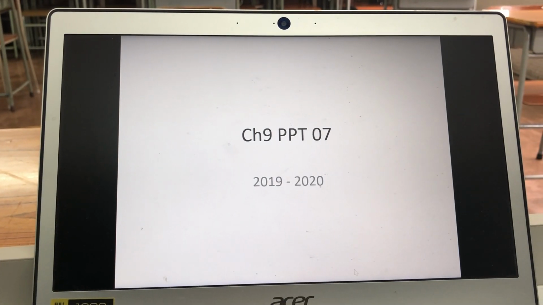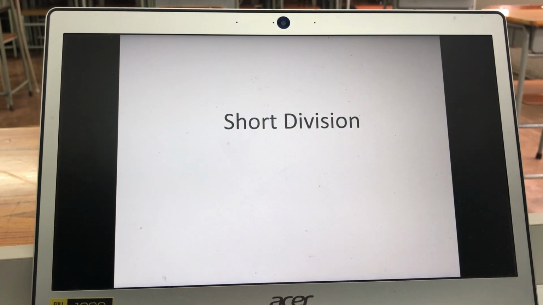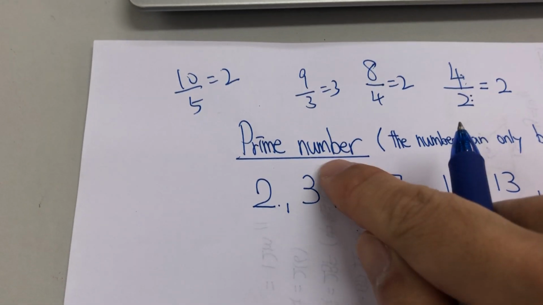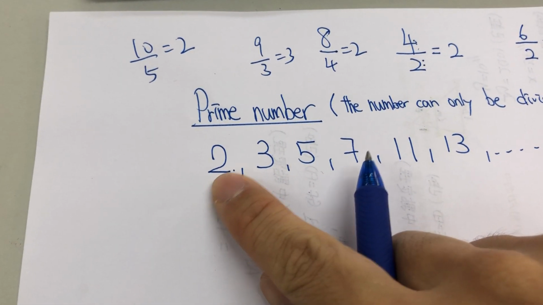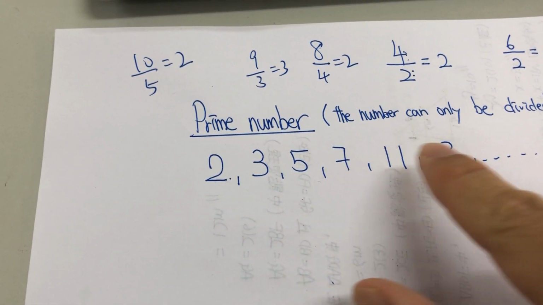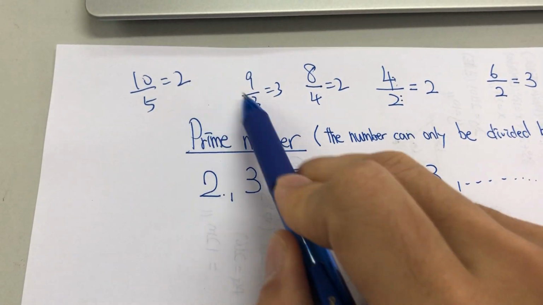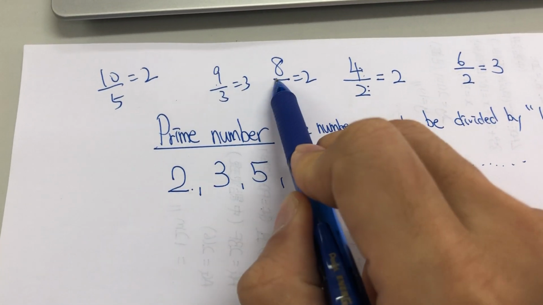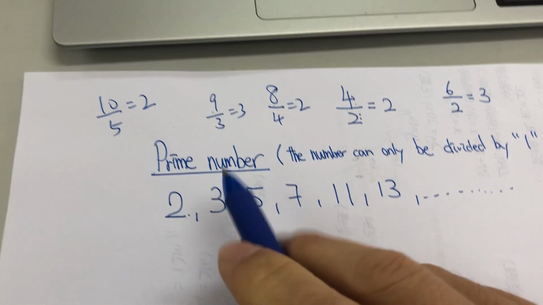So today we are going to learn a technique. We call it short division. To do the short division, you need to use prime numbers only. That means that you could only use 2, 3, 5, 7, and so on. You cannot use those non-prime numbers: 10, 9, 8, 4, 6. You could not use these. You could only use the prime numbers.